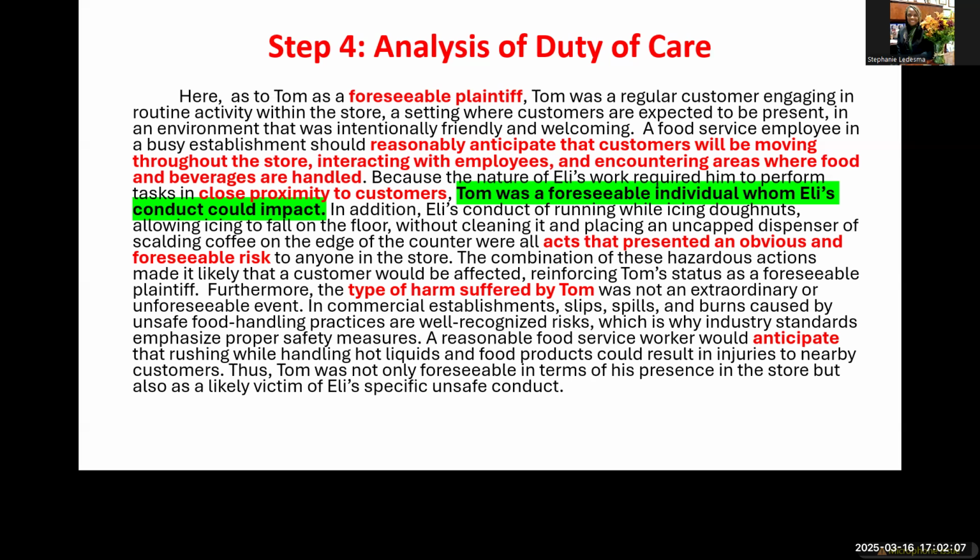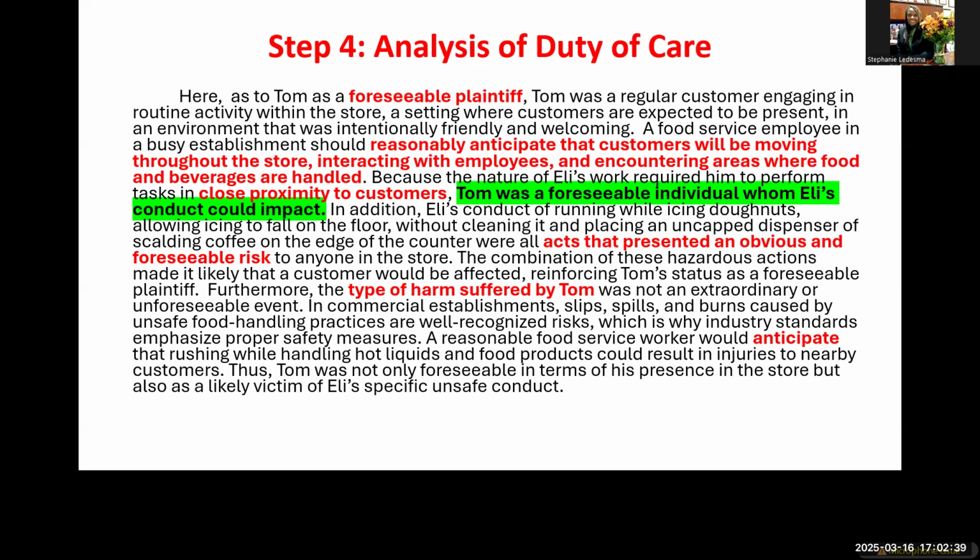Can this harm be anticipated? Furthermore, the type of harm suffered by Tom was not extraordinary. How did Tom get hurt? He got burned. By what? Hot coffee. Where? In the donut shop. Is that so unforeseeable? Not at all. How did he get burned? The coffee got knocked over. Where was the top? It wasn't on there, right?